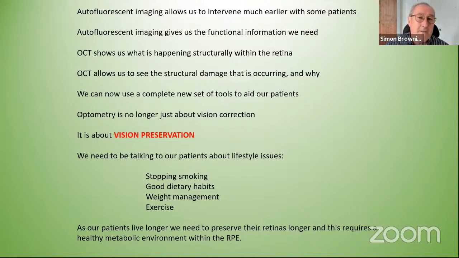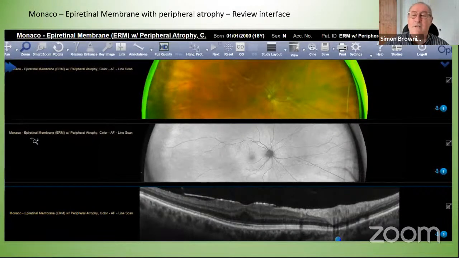And I always say to people now, optometry to me is not about vision correction as it was traditionally. It's about vision preservation. We need to be talking to our patients about stopping smoking, dietary habits, weight management, exercise. All of these things, as our patients live longer, become vital to our everyday practice. I like to think of us now not just as vision correctionists, but vision preservationists. That's the way forward. And this is where this data gives us all of this.